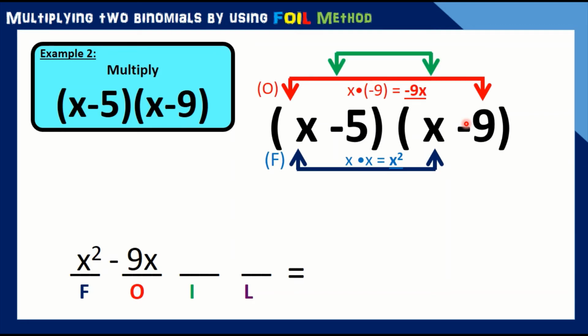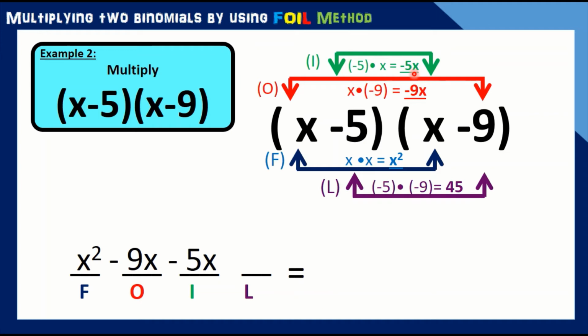And then we have I, or the inner terms. The inner terms here are negative 5 and x. Get its product, which is negative 5x. And then the last terms here are negative 5 and negative 9. Multiplying those numbers, negative 5 times negative 9 is equal to positive 45. Negative times negative equals positive.